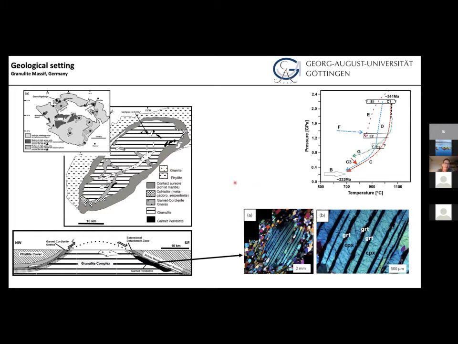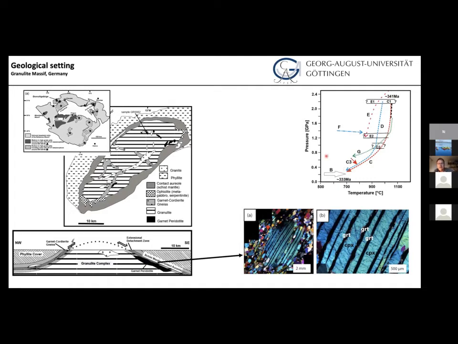And as a matter of fact, the PT path that I did show you earlier on are actually from this type locality, where a number of authors have tried to put different information together in order to constrain the PT path and constrain time information to that.